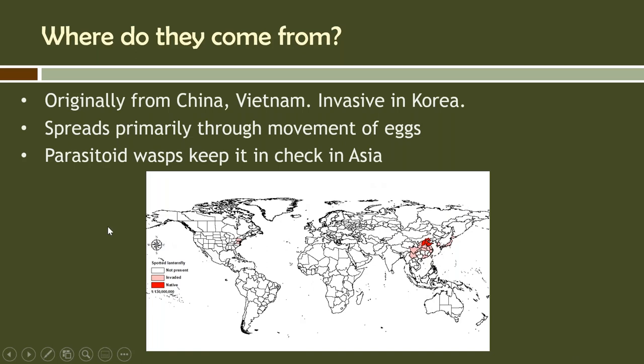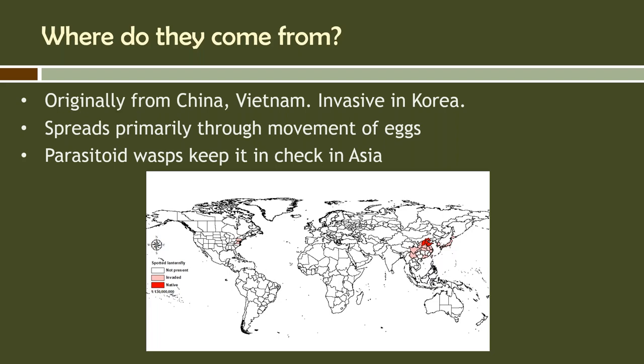As I said, they originate in East Asia. As you can see on the map, the countries highlighted in red are the lanternfly's native range, parts of China and Vietnam. They have been introduced to other parts of East Asia, including Korea in 2004, I believe, and to Japan. And then you can see also the eastern United States, they have been introduced there.